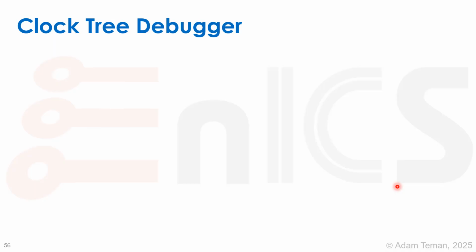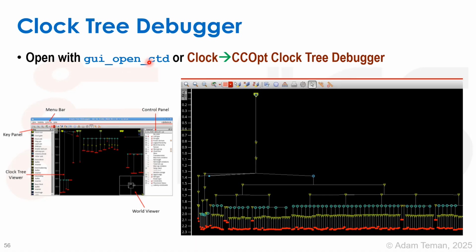The next thing I want to just show you quickly is the clock tree debugger. Innovus provides this really nice tool which you can open with GUI OpenCTD or go to the menu Clock, CC-opt Clock Tree Debugger. And we can see over here the debugger with some windows open. We have what we call the key panel and the control panel and the main panel inside and the world viewer on the side. I'm just going to zoom in on the main part of this clock tree debugger, the clock tree viewer. And what we see here is our clock tree.